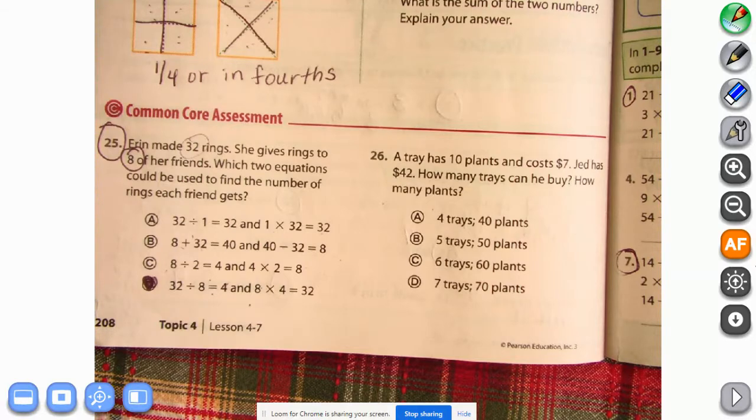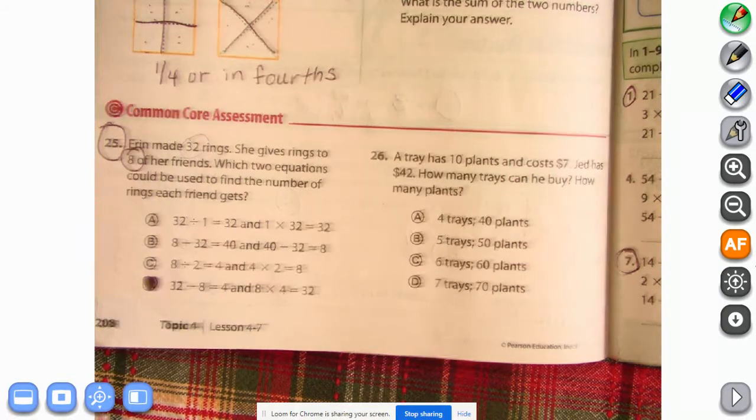B, 8 plus 32 equals 40, and 40 minus 32 equals 8. Well, that's not what we're working on either. 32 divided by 1 is 32, so we're not working on that one either, but we are working with 32 things divided among 8 people. We'll give 4 for each. So that's the answer for that one.